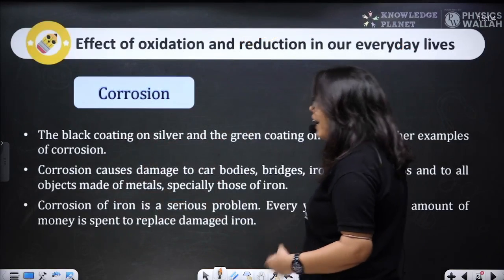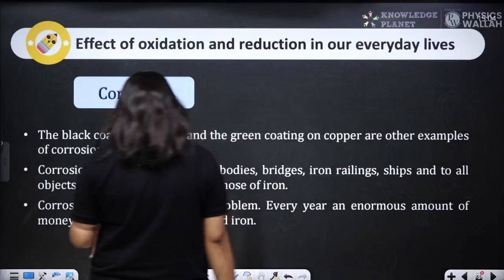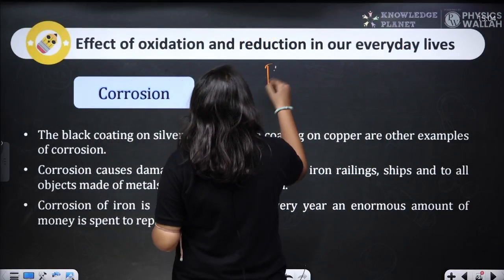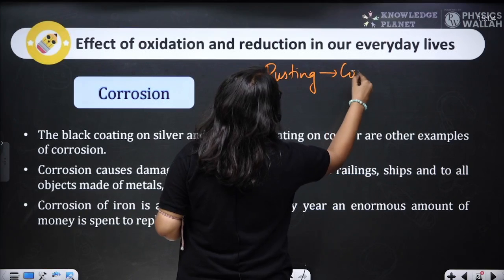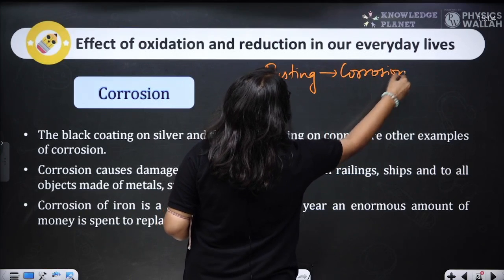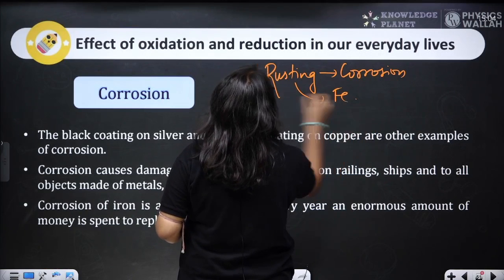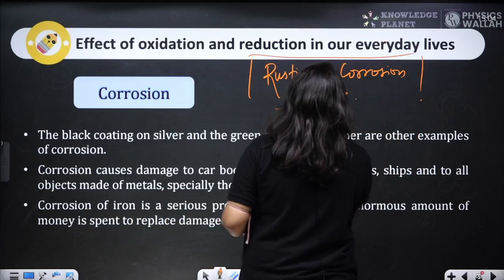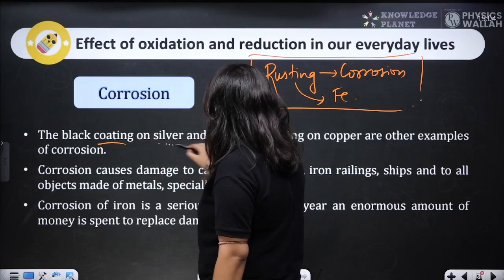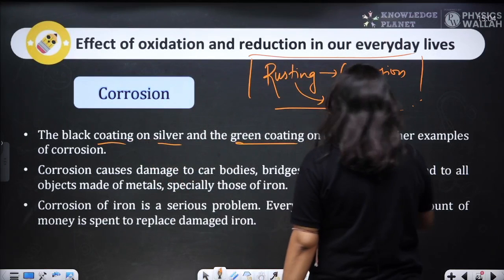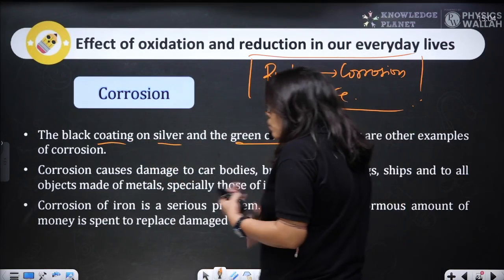Now for iron, it is known as rusting. Rusting is a class of corrosion, but for iron. It is for the specific element iron. But corrosion is also seen as the black coating on silver and green coating on copper. Okay, so corrosion causes damage.